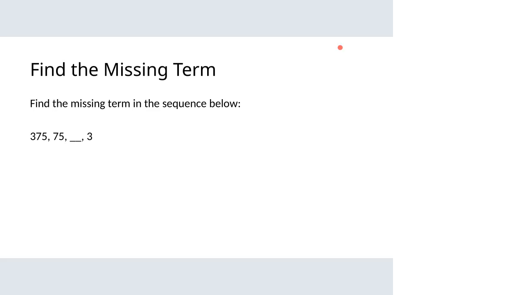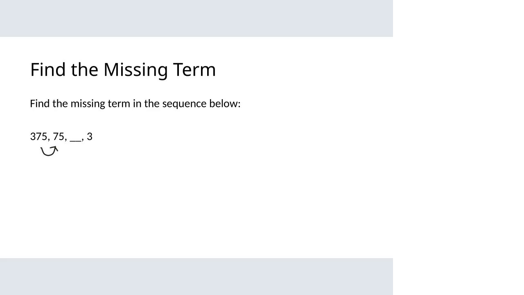So we look at this sequence, and our first thought is, well, maybe it's arithmetic. If it's arithmetic from 375 to 75, that's minus 300. Well, if I subtract 300 again, now I'm in negative numbers. So that's no good. This is not an arithmetic sequence. This is not about add or subtract. So let's try geometric.